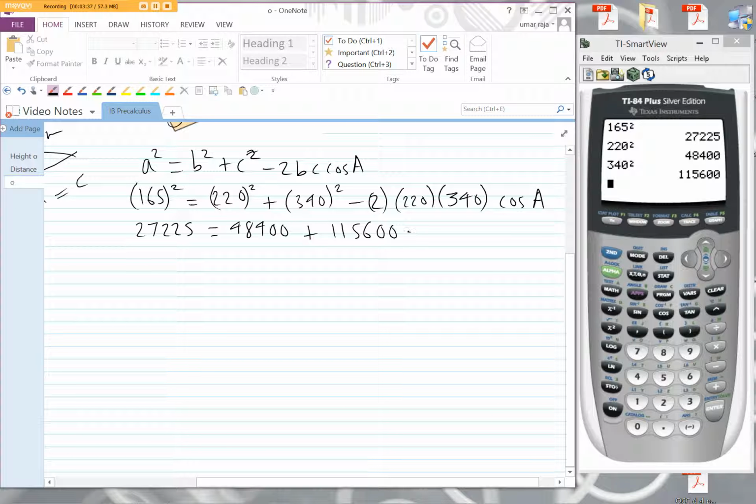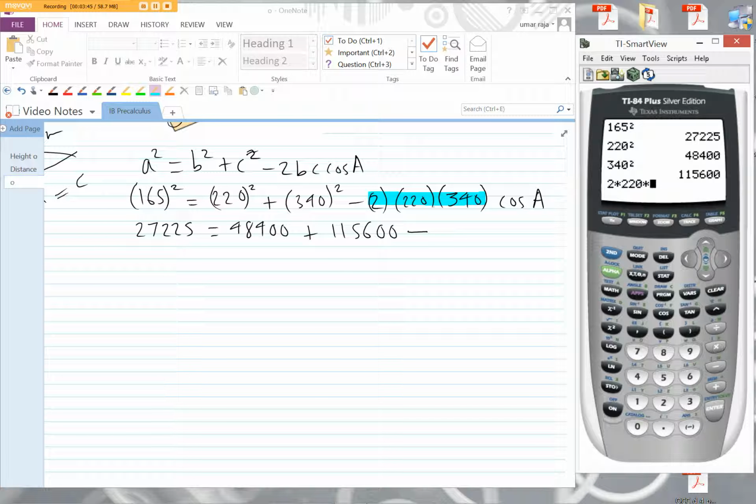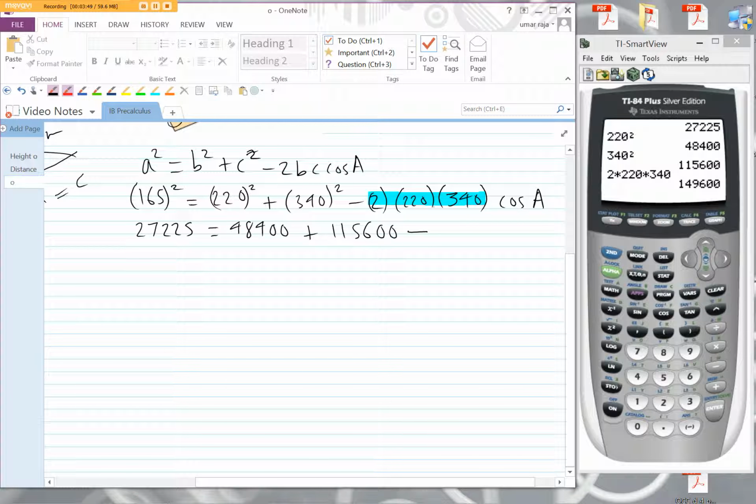115600, minus, now at this point you're going to need to multiply this out. So 2 times 220 and then times 340. Press the enter key and this gives you 149,600 times cosine of A. Alright guys, once you have this, your main goal is solving for the cosine of A, or really the angle A. So you want to combine like terms in this case.